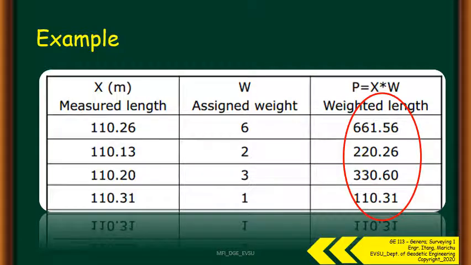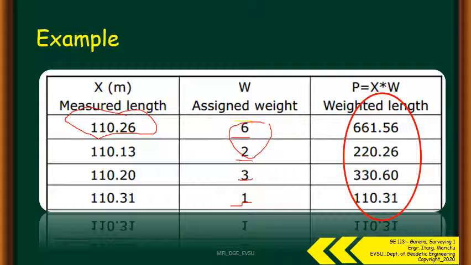Illustration, so you have here, nag-assign siya ng weight kay first measurement, 110.26. Yung ini-assign niya na weight is 6. So, 110.13 is 2. 110.20 is 3. 110.31 is 1. So, in this scenario, posibleng si GE, na-measure niya yung 110.26 na measurement 6 times. So, 6 number of observation.